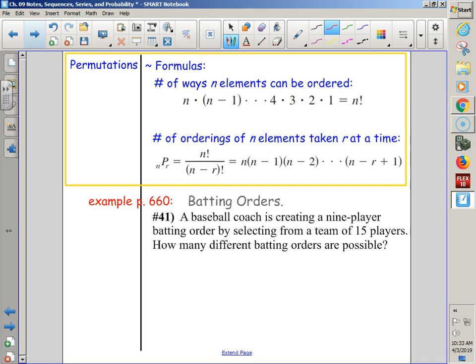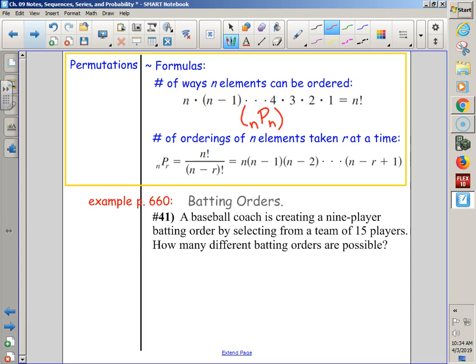In general, if you have n elements and you're arranging all n, that's what this would be. That's what we just did. We had 6 letters and we were arranging all 6. But down here it says, well, you have 6, but maybe you're only choosing 4. Or you have 15 players and you're only choosing 9.